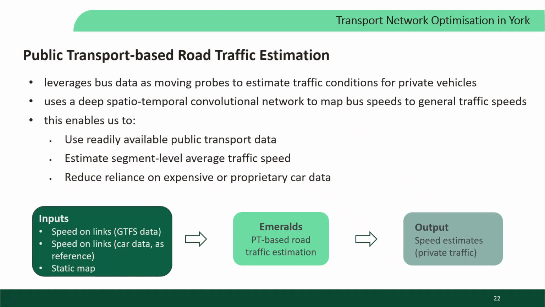The module takes as input the speed on links from GTFS bus data, also the speed on links from car GPS data, but only for reference, and a static map. So those are fed into the module, and as output we get the estimated car traffic speed on road segments.